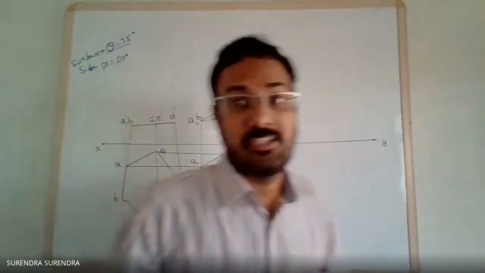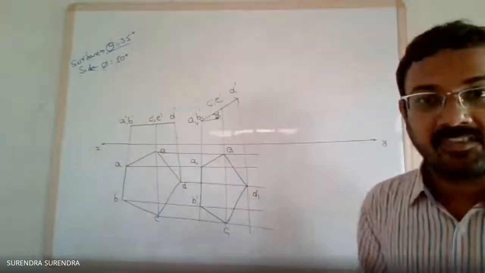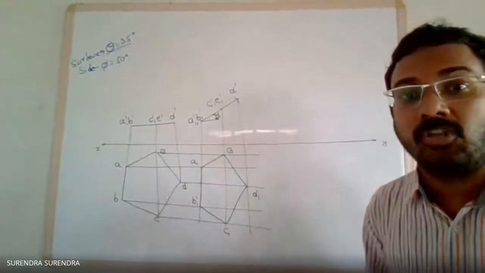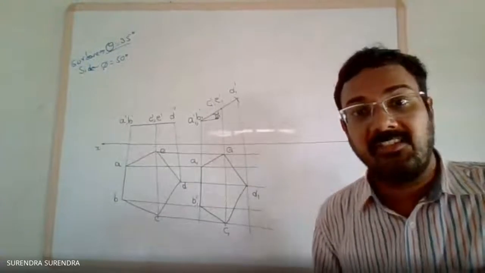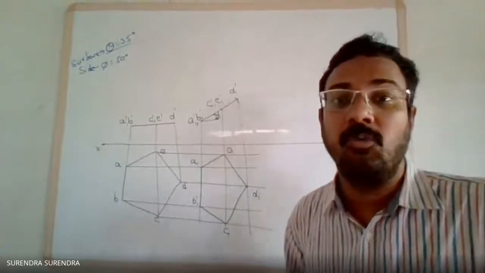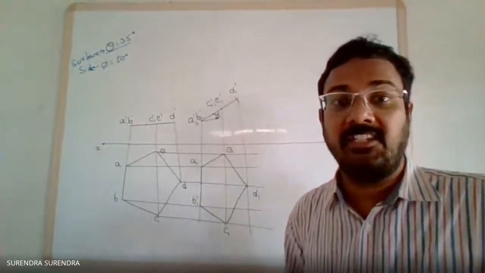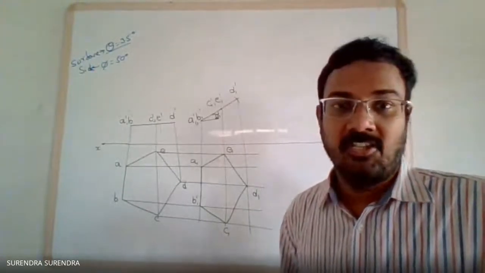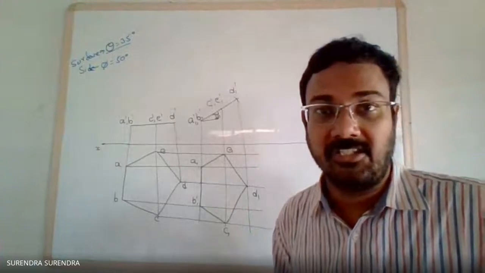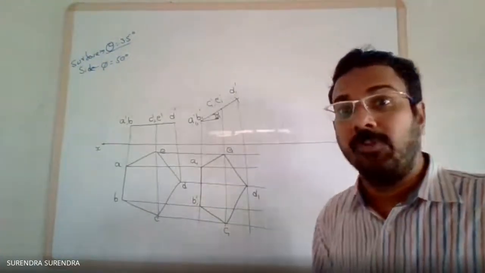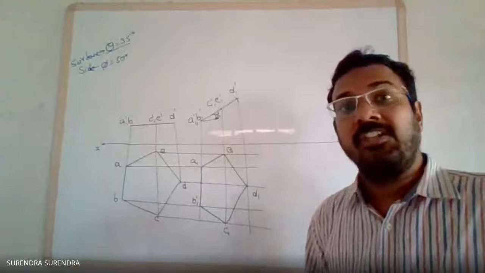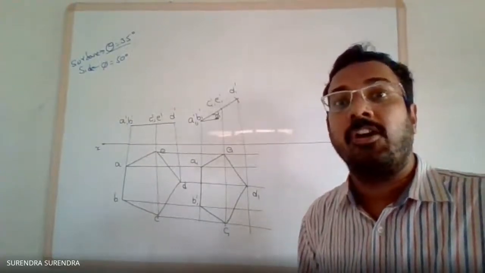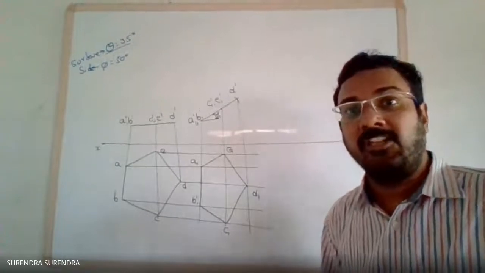So the next condition is, the edge which is parallel to the horizontal plane is inclined at 50 degrees to the vertical plane. So the vertical plane representation is always shown in top view. So first identify what is the side which is parallel to the horizontal plane.